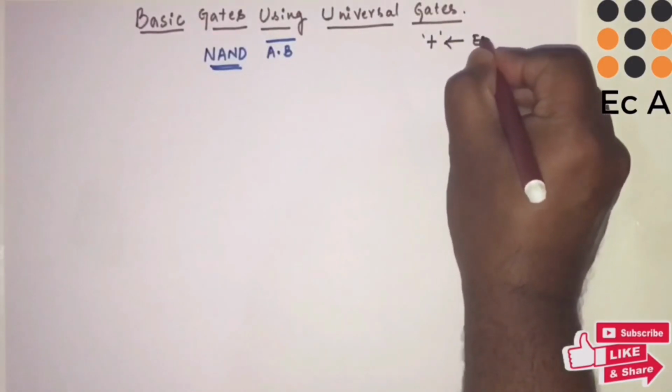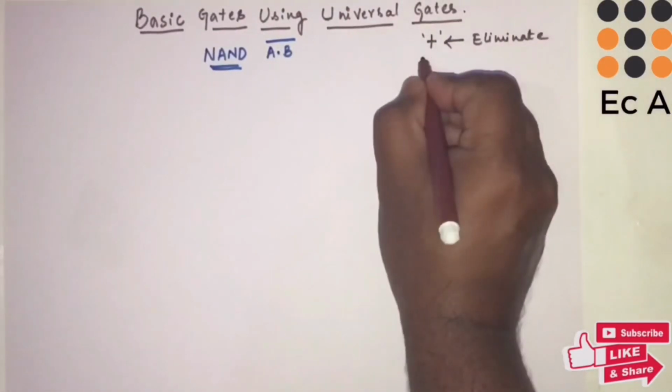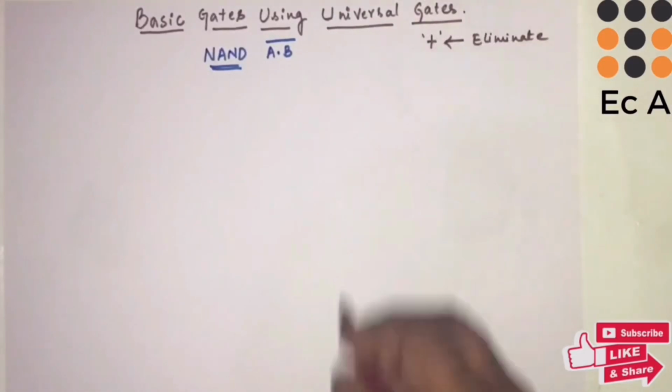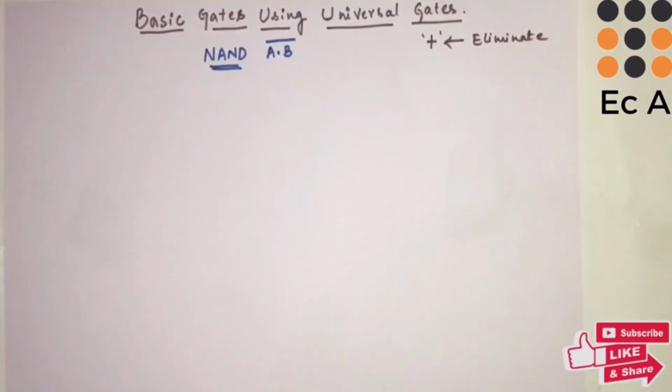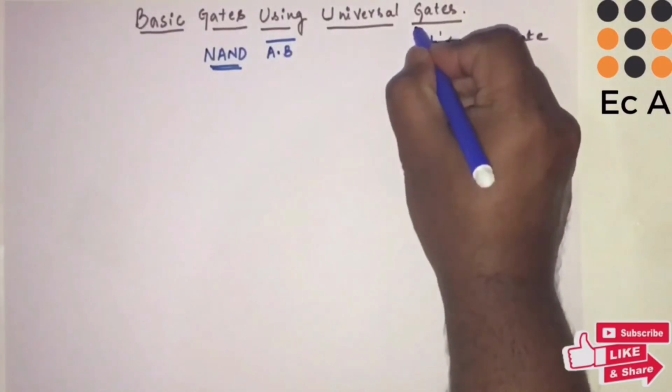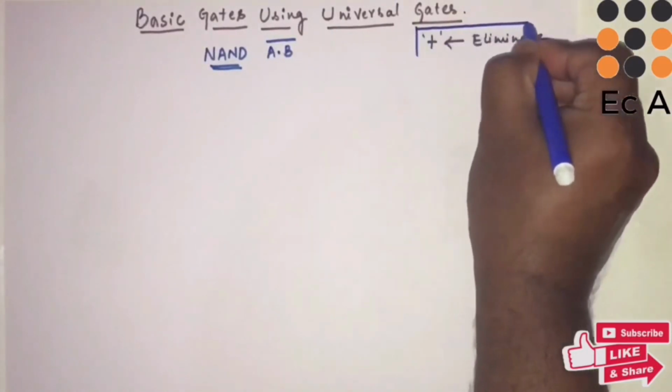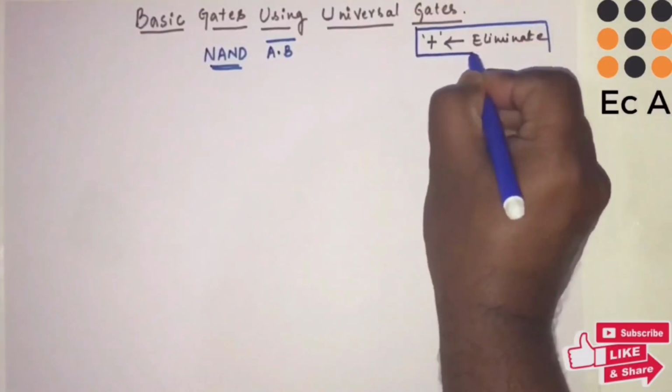We need to eliminate this plus sign, which means we need to eliminate the OR operation. So you need to always remember this. If you do this, you can easily implement any Boolean expression using NAND gate.